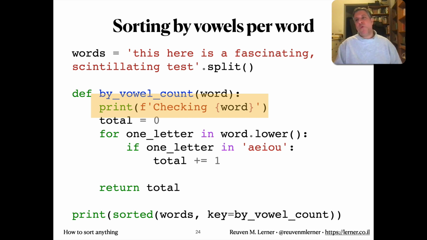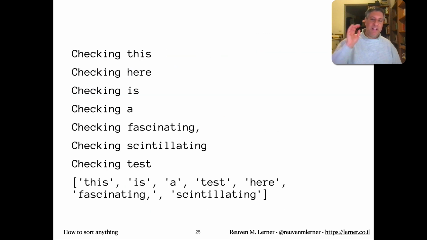So why am I doing this? And why does print really help? Because when I actually run it now, we're going to get a printout. Checking this, checking here, this is checking a. We see that the key function is run once and just once per element in our list. And so we get back a list of words in which the first word has the smallest number of vowels and the last word has the largest number of vowels.